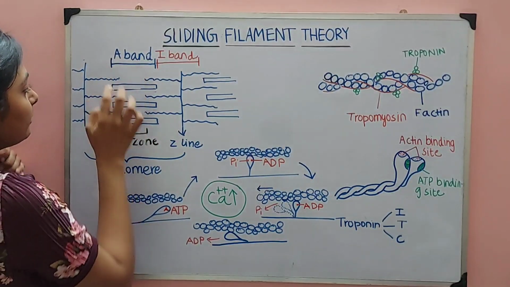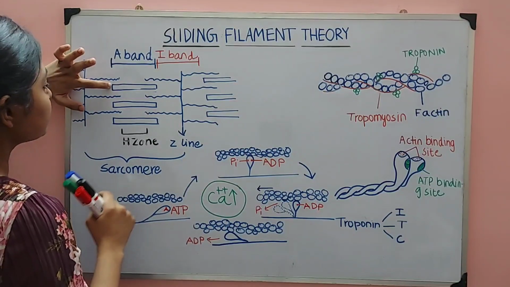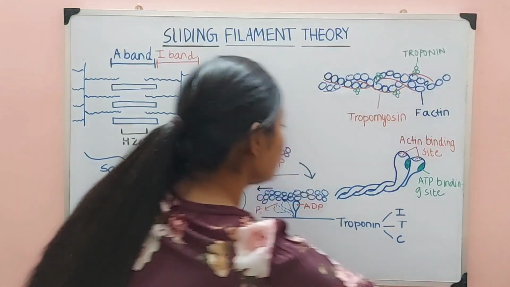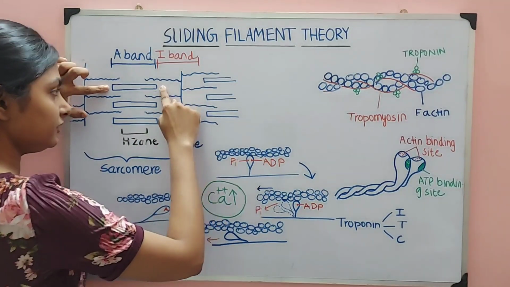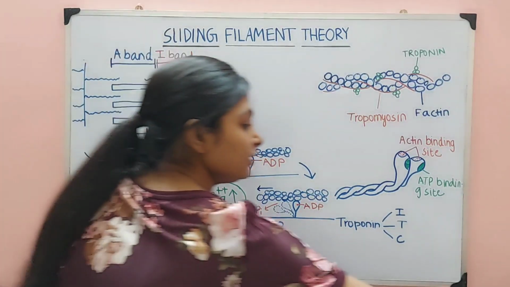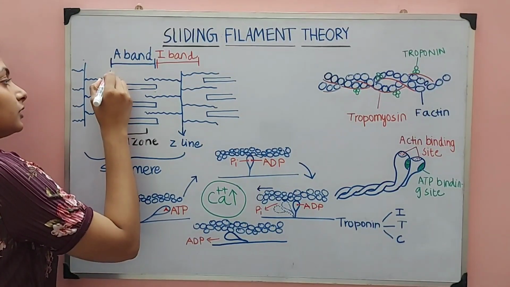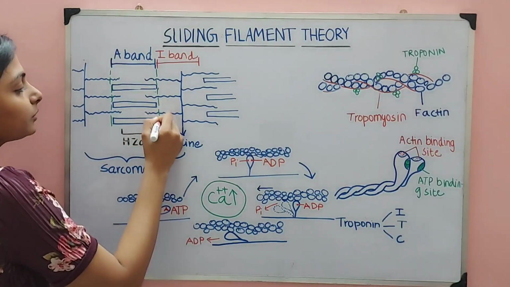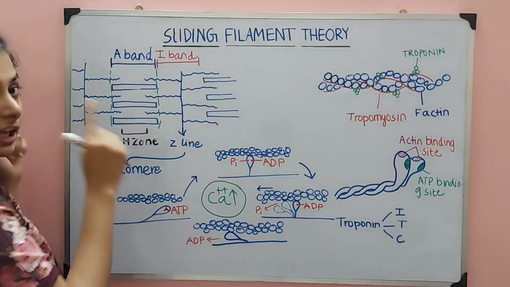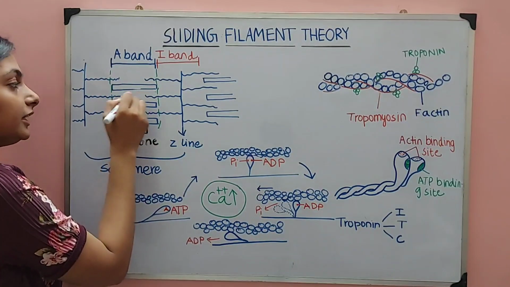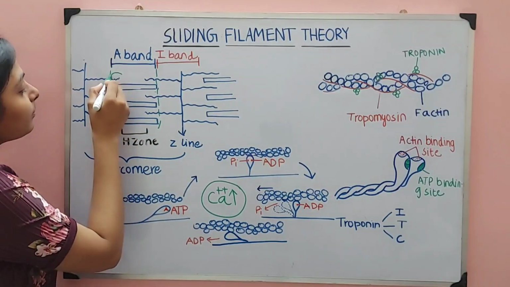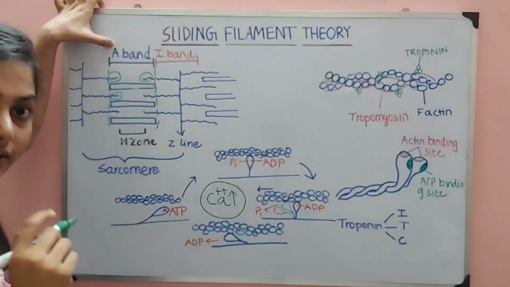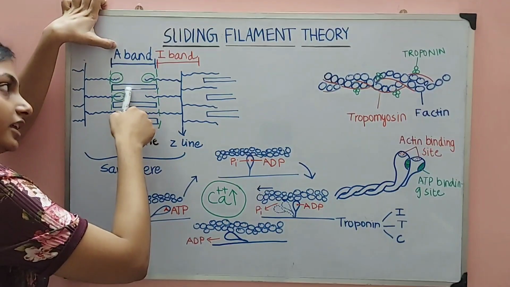Now coming to this A band. What is the A band? Starting from this end of the thick filament to this end of the thick filament, that is the A band. I'll just dot it with green. The area between the 2 green lines is the A band. You see, the A band has the entire thick filament and some portion of thin filament on both the ends. So the A band contains thin filament as well as thick filament.